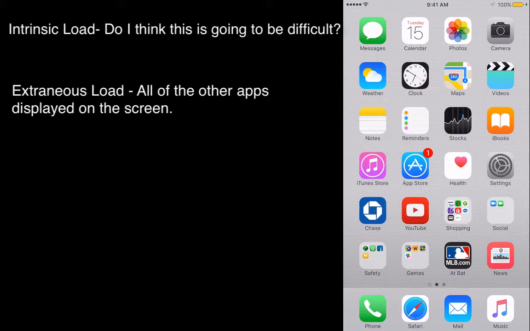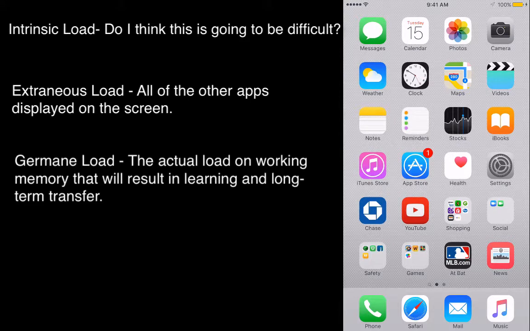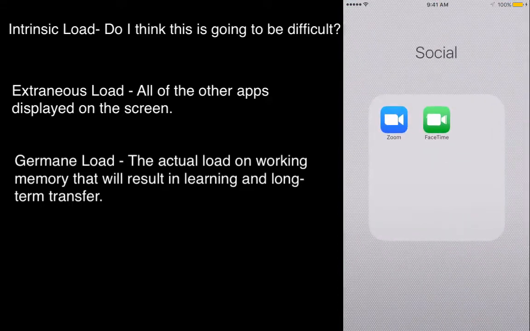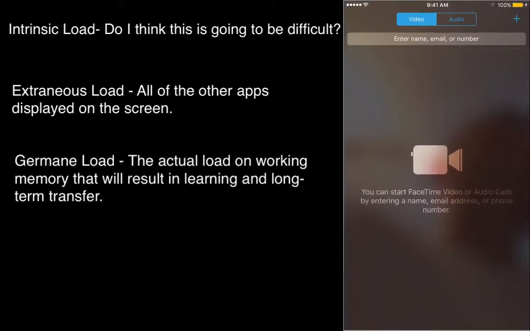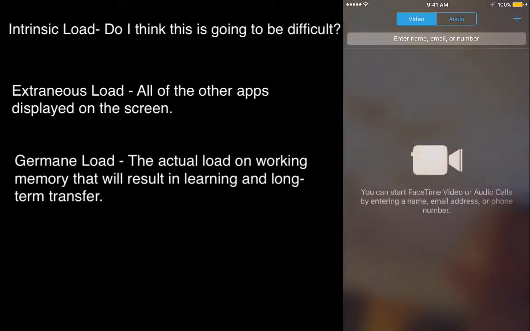And then, of course, what we would like to have is a germane cognitive load, where the working memory is using all of its resources to try and process the information and put it into long-term memory. So if I were to design this lesson appropriately, or better, I wouldn't start with this full screen of apps. I would either start here at this stage where you can see the icon for the FaceTime app, or I would go ahead and be in the app.